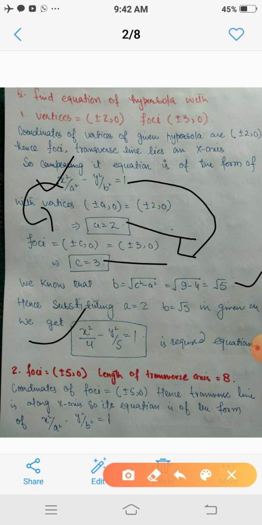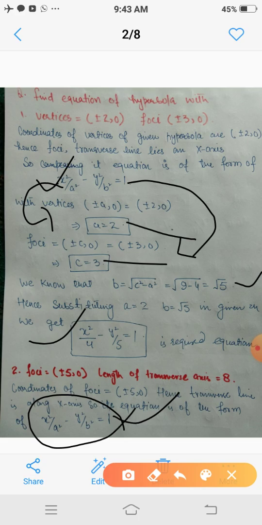Now the second one is foci plus minus 5, 0. We have to find the equation of the hyperbola with the coordinates of foci plus minus 5, 0 and length of transverse axis 8. Here the coordinates of foci are plus minus 5, 0, which implies that the transverse line is along the x-axis. So its equation is of the form x square upon a square minus y square upon b square equals 1, because we know that this is the general form of a hyperbola whose foci or transverse line lies on the x-axis.